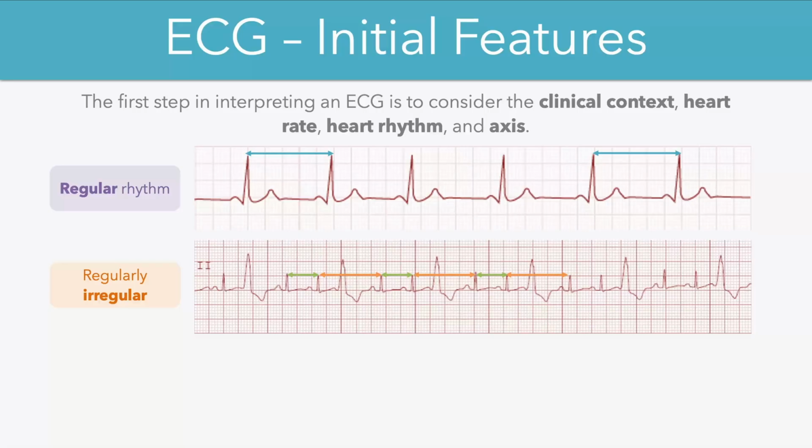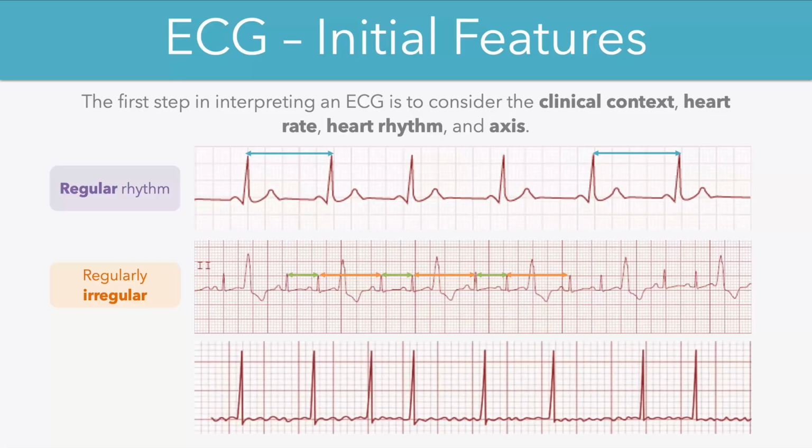In contrast, this third rhythm has no regularity to it, so all of the RR intervals are different and there's no pattern. This is therefore referred to as an irregularly irregular rhythm, and this would be caused by something like atrial fibrillation.